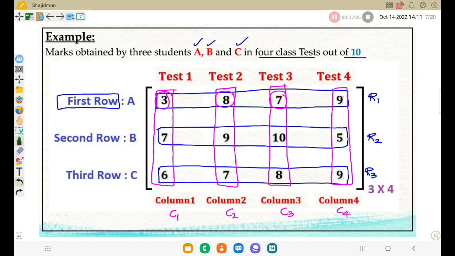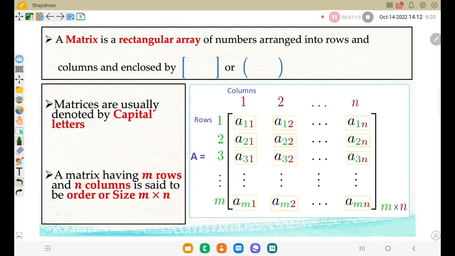Okay, so this is the simple idea of matrix by using a live example. I hope you understood. Now see, we can come to the definition of matrix. A matrix is a rectangular array of numbers arranged into rows and columns. So in a rectangular pattern we arrange the numbers row wise and column wise.